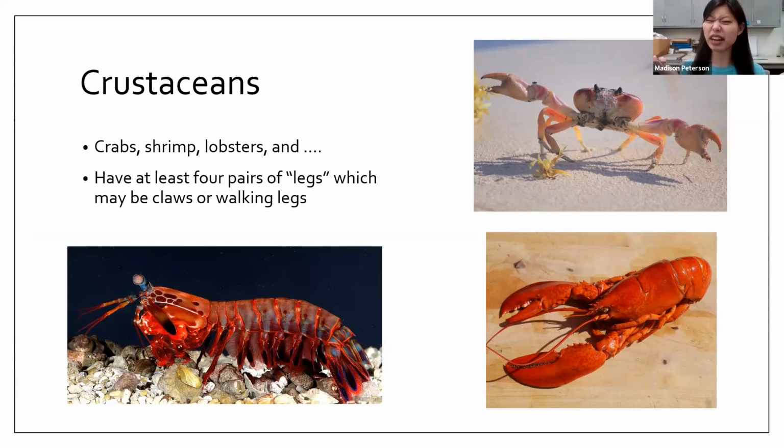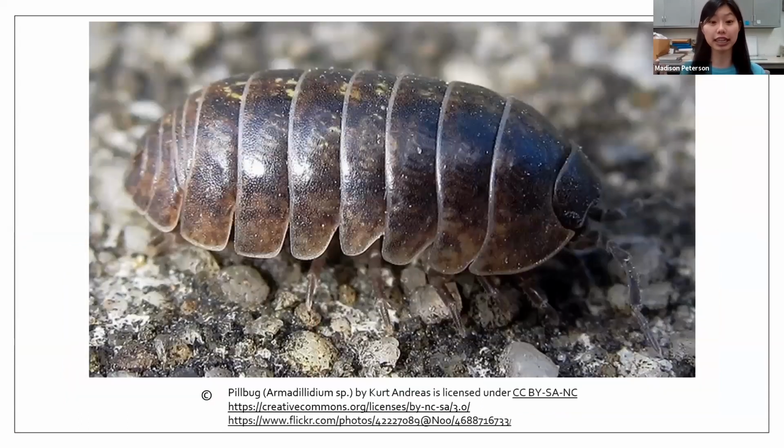But there's also another type of crustacean that lives on land, and you might not have known this was a crustacean, but this is called a pillbug, or some people call it a roly-poly. So they curl up in a ball to protect themselves. So this is really cool. These are crustaceans. And so we can see some crustaceans live on land, some crustaceans live in the water. So they're all crustaceans. So that's just a really cool thing about arthropods. They can live almost anywhere.